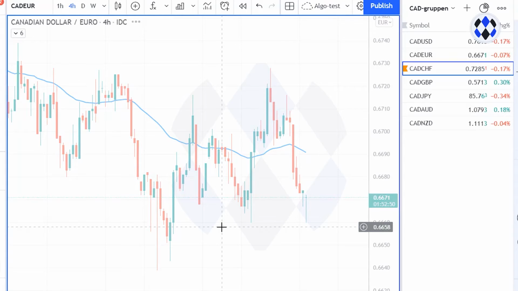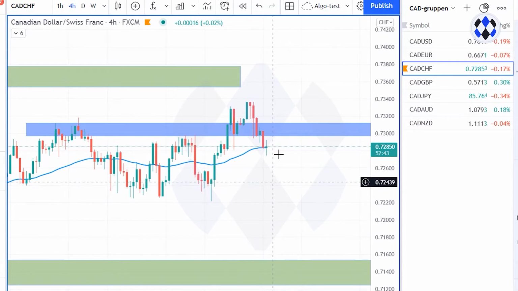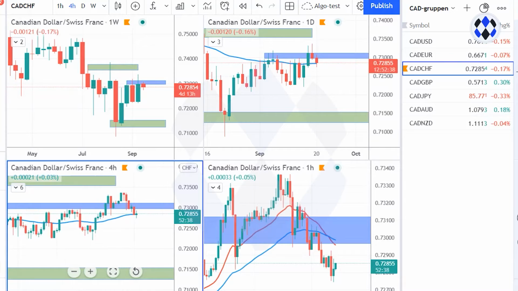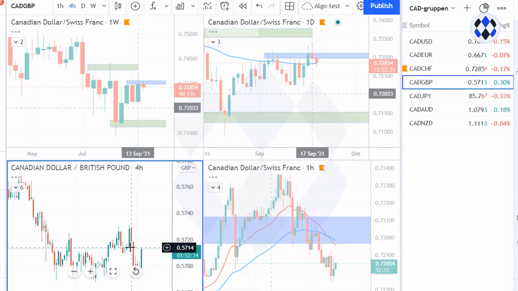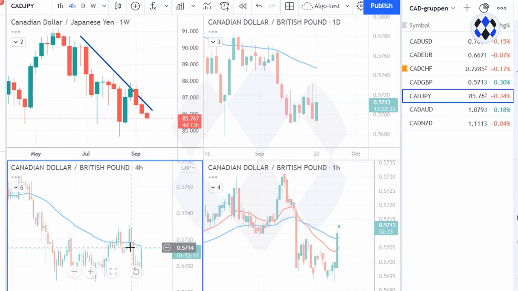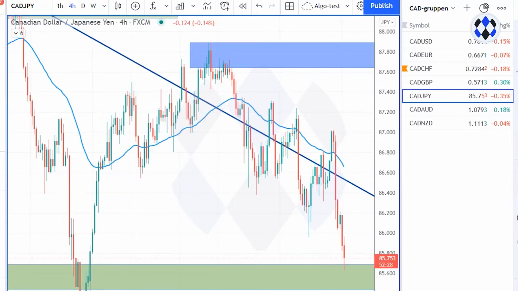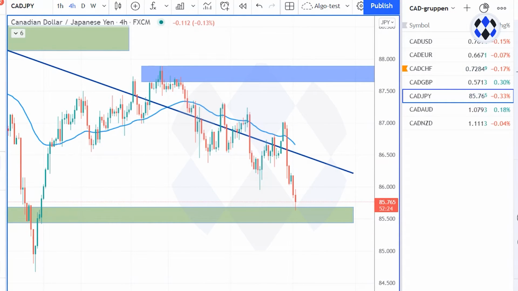This looks a bit messy. The CAD Swiss here, also a resistance zone, but when things get too messy like I see them here, I simply just stay away. I don't like to be involved in messy markets. I want a good trend and a retracement into some support or resistance. And as you can see here, for instance, the CAD Yen offers some fairly good opportunities.